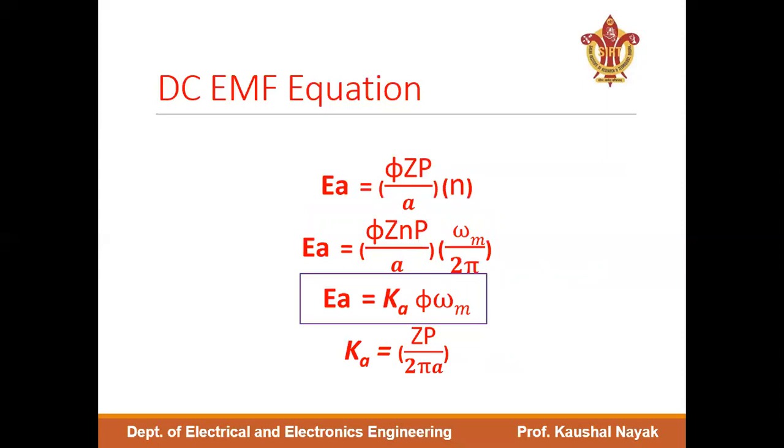Another way of modifying the same equation is to replace N by its radian quantity omega m upon 2 pi. The resultant equation is Ea equal to Ka phi omega m, where Ka is the armature constant equal to Zp upon 2 pi A.